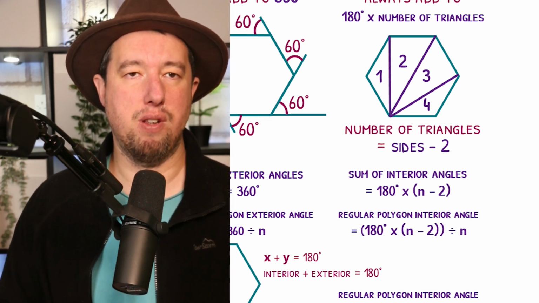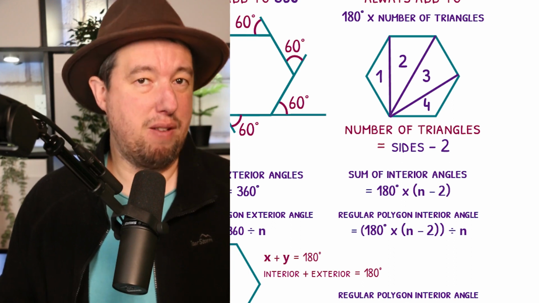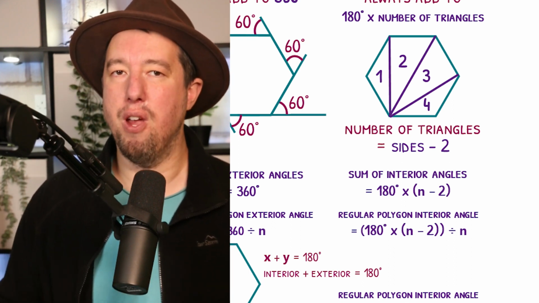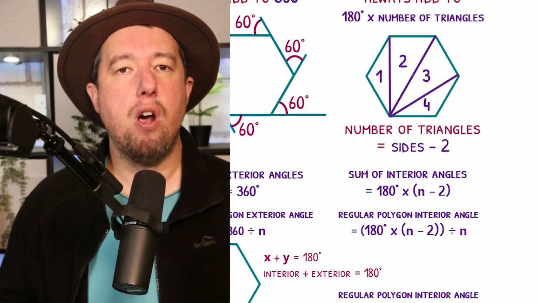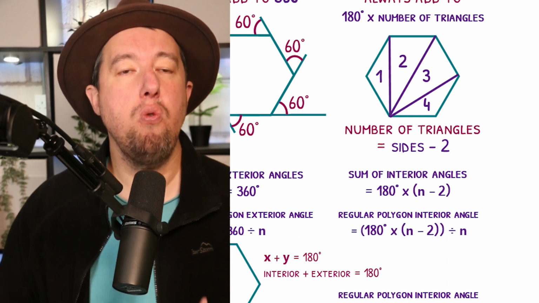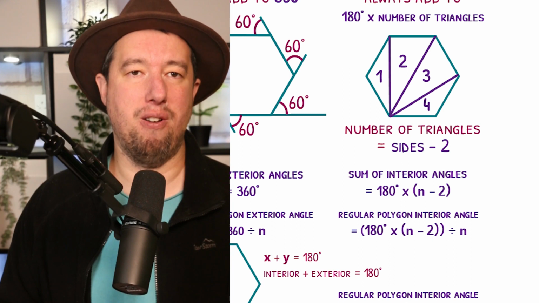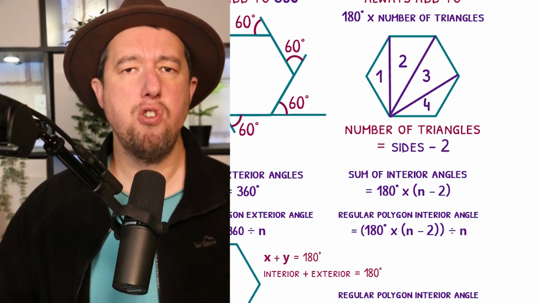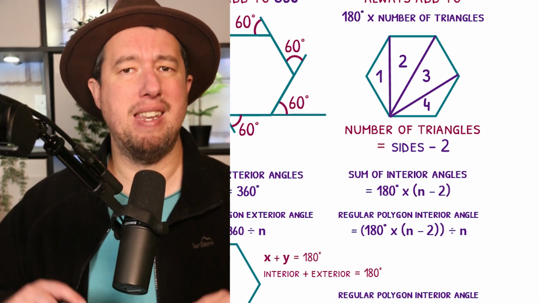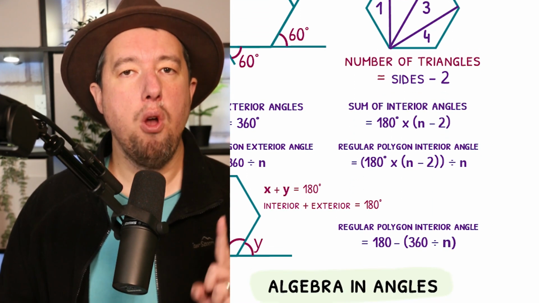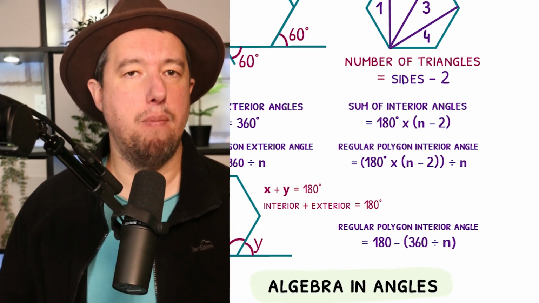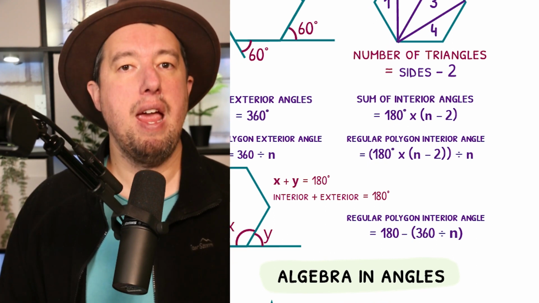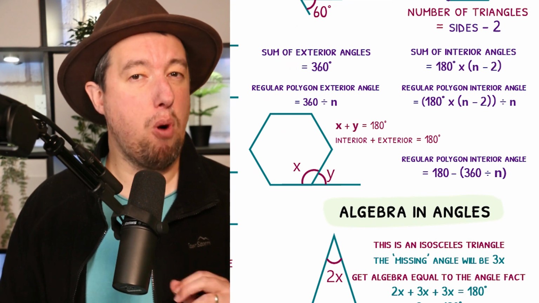Drawing triangles in a shape sounds fun, but what do you do if you don't have the polygon drawn for you? Simple. The number of triangles you can draw will always be 2 less than the number of sides in the polygon. This will give us the formula: sum of interior angles is 180 degrees times brackets n minus 2. To find one interior angle in a regular polygon, we then divide this sum by the number of sides.